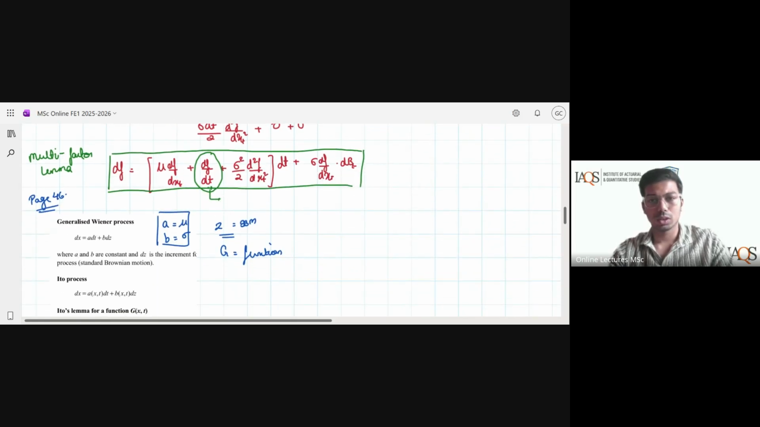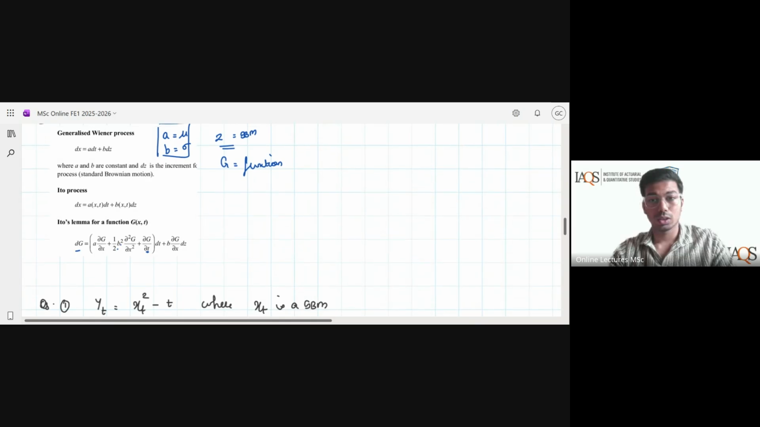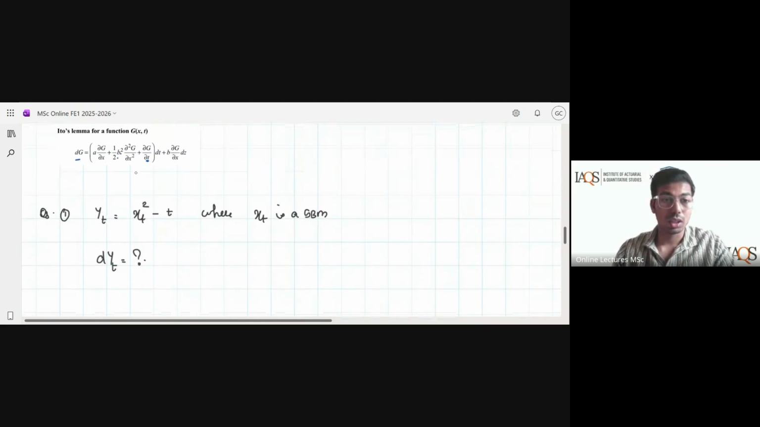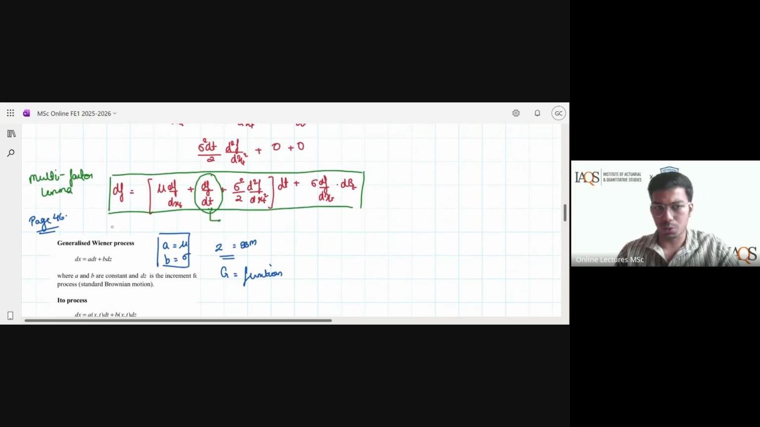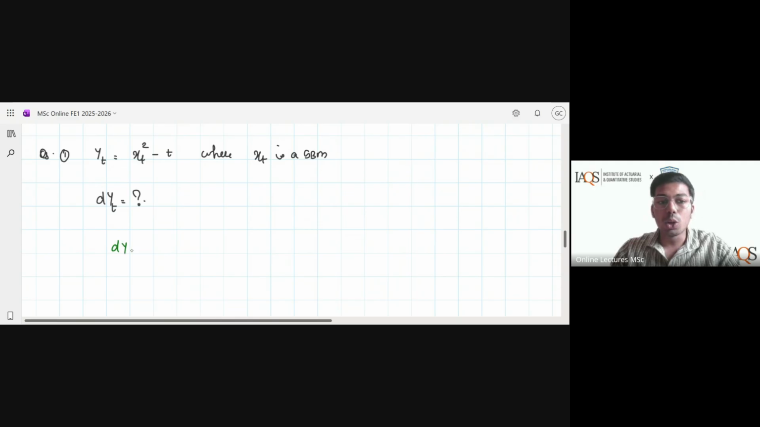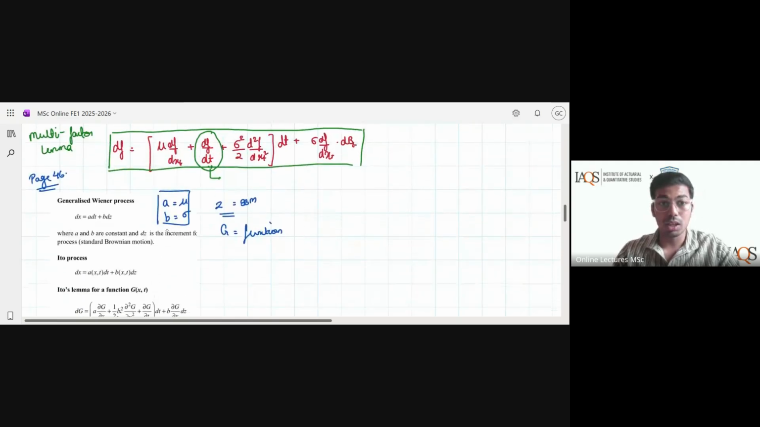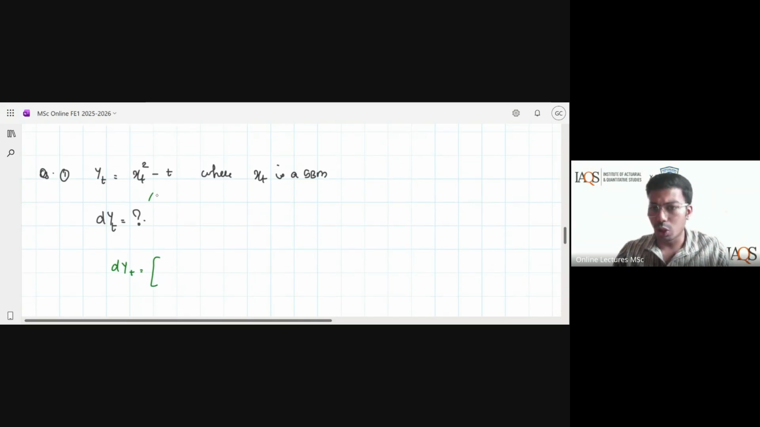Done? This was fine. This is just from the table books, page 46. Now, the first question that we saw was that there's a process yt, which is xt square minus t, where xt is a standard Brownian motion. Now I know it's a multi-factor function because it's a function of Brownian motion, xt, and time. If they ask me to calculate the SDE form of this process, which is dyt, I know I can apply my multi-factor lemma, where mu will be 0 because it's a function of SBM. Mu of SBM is 0.